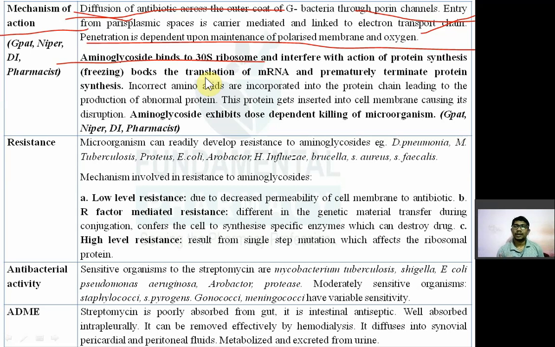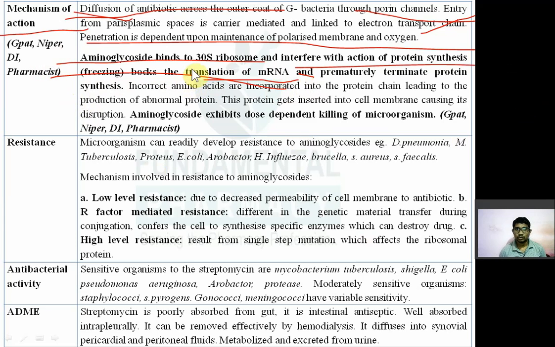There are two subunits of the prokaryotic ribosome. The prokaryotic ribosome is the 70S ribosome, and its subunits are 30S and 50S. What is S? S is nothing but the sedimentation coefficient. Aminoglycosides, once they enter the bacterial cell, bind to the 30S ribosome and interfere with protein synthesis. Interfere means they block protein synthesis. They cause freezing or block of translation of mRNA. Translation of mRNA means protein synthesis.